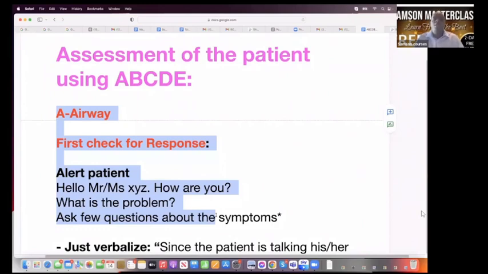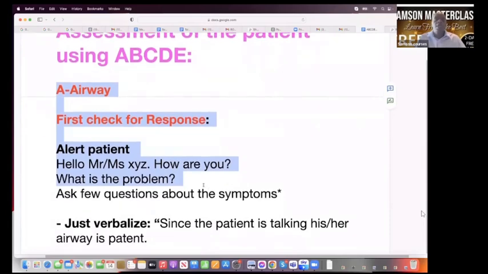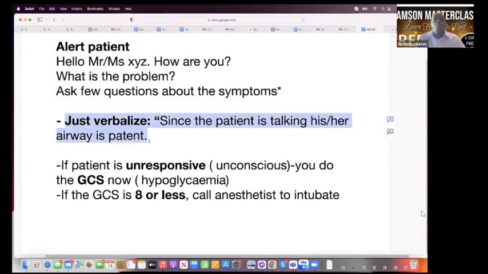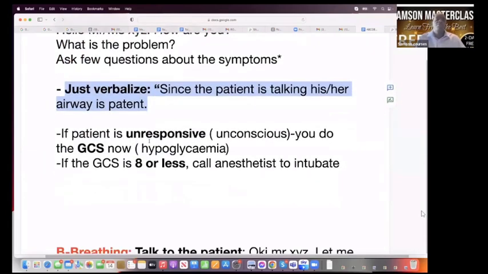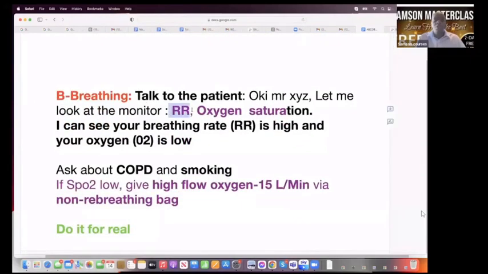The patient is feeling unwell, and tells the doctor, "I can't breathe," like many of the scenarios. Okay. So, hello, Mrs. Brown, how are you doing? "Doctor, I can't breathe, please help me." What do we say? Since the patient is talking, the airway is patent. Then we go to B.